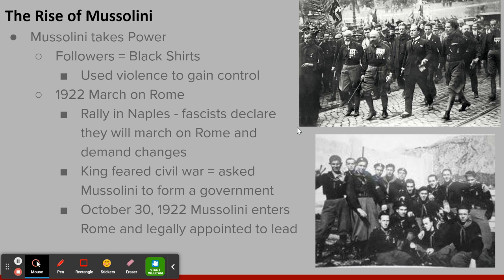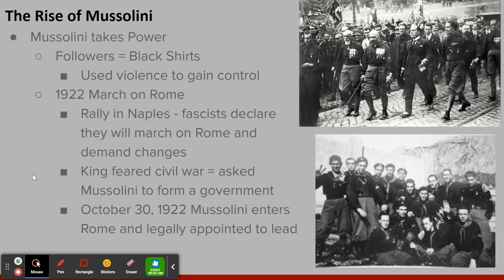So eventually the fascist party begins to grow enough all throughout Italy that right here in this picture in the top right, Mussolini and his followers decide to lead a march on Rome, the capital of Italy. And they rally in Naples, and the fascists say, we're going to go to Rome, and they're going to demand changes of the government. The king, who still ruled Italy at this time, was afraid that Mussolini was going to start a civil war, so he legally asks Mussolini to run the country. That's what it means by form a government. So on October 30th, Mussolini is in Rome, and he is legally appointed to lead the country.